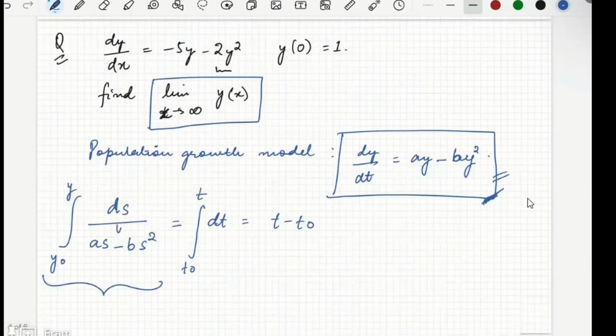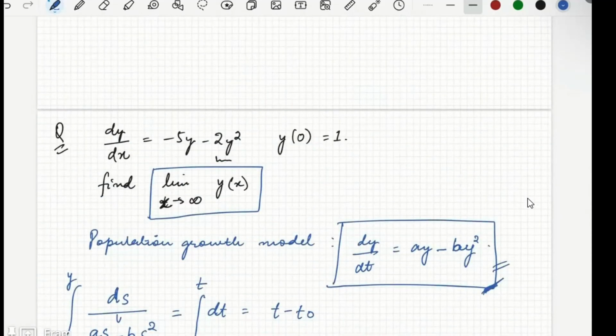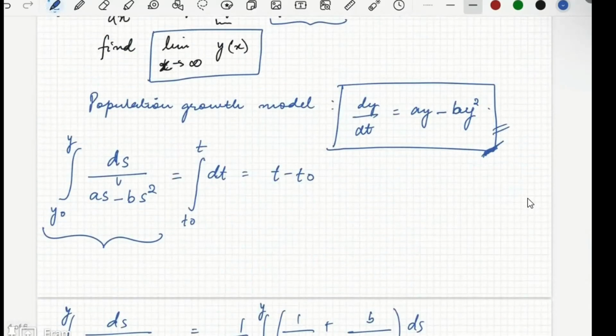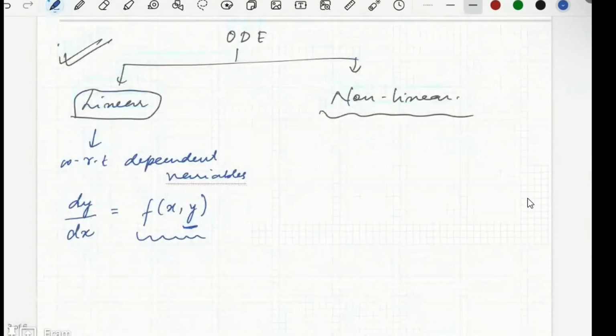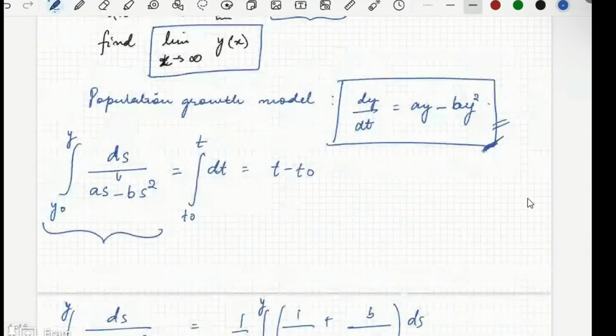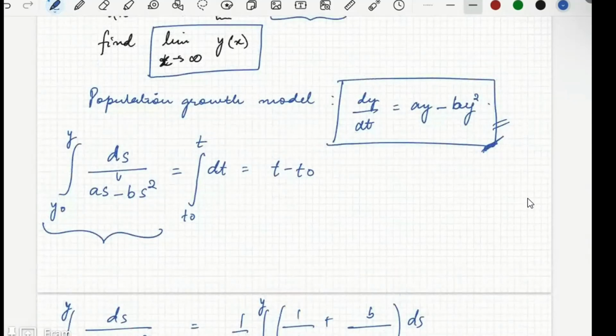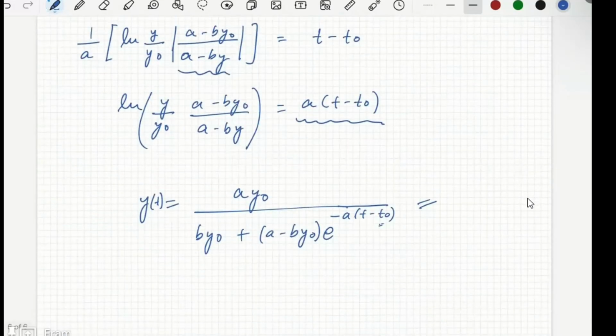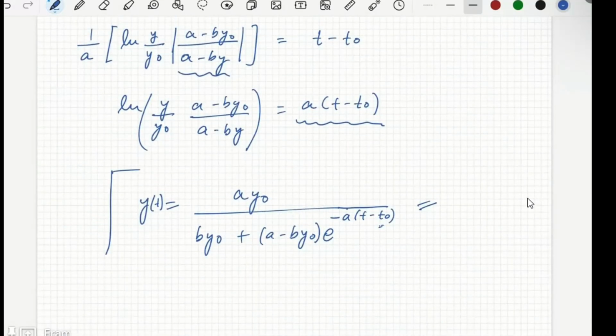So in the question, what is given to us? We are given that at t equals to 0, we have y equals to 1. Okay, before that, since we are deriving the solution for a general ODE, which is nothing but the model of population growth, okay.